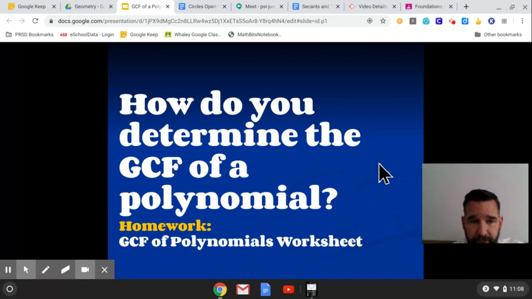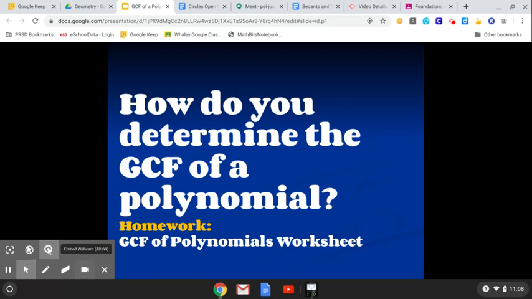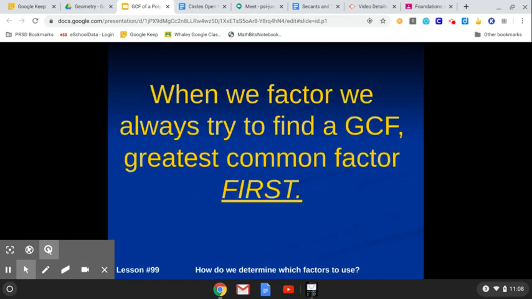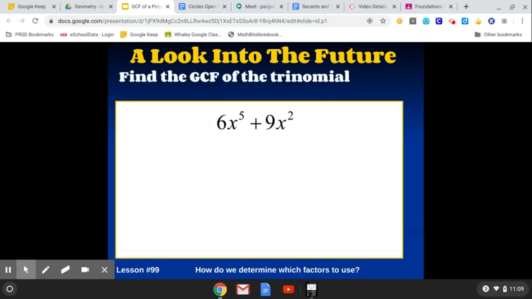Now, let me get this video of myself out of here. You don't want to see that. Okay, so, and we'll come back to this idea when we want to factor. We always want to look for greatest common factor first, but we're not factoring yet, so let's not worry about that. Let's take one step further than what I asked you to do yesterday.